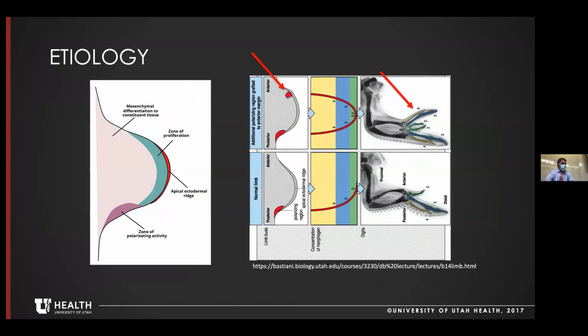The importance of the zone of polarizing activity has been demonstrated in chicken embryo experiments looking at wing development. This is in a lot of the basic biology textbooks, showing that if you take additional material from the zone of polarizing activity and transplant that to the anterior side of the limb bud, you end up with a mirrored limb with duplication of what in humans would be the ulnar side. So postaxial hypoplasia likely has something to do with interference in the signaling pathway early in development, and perhaps the time at which signaling goes wrong determines how much proximal femur and hip involvement there is.